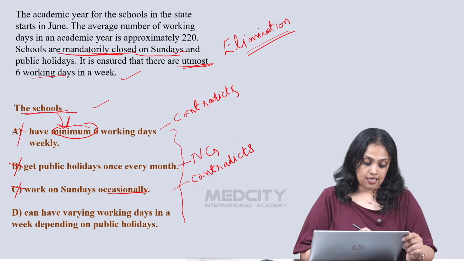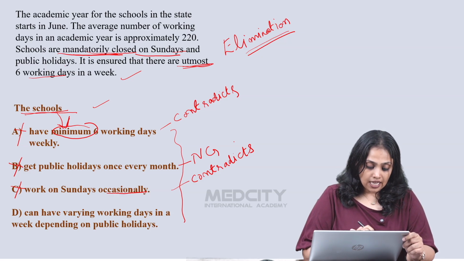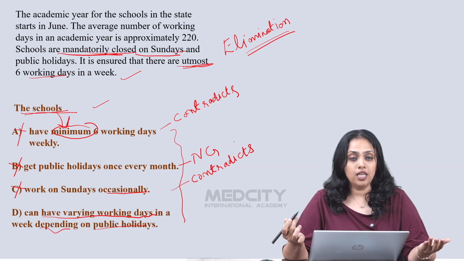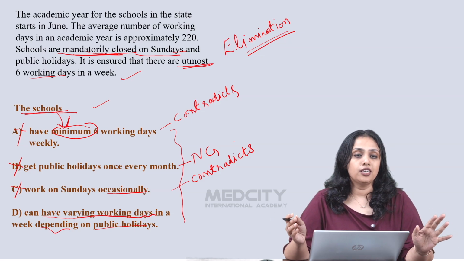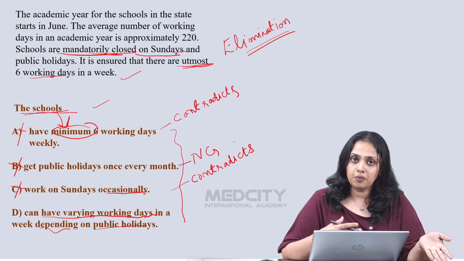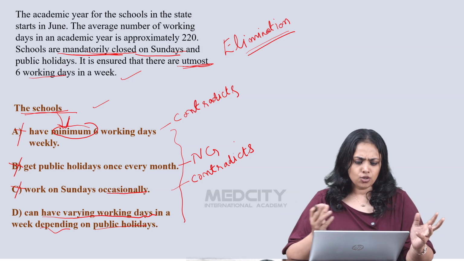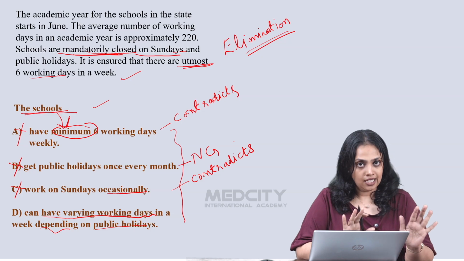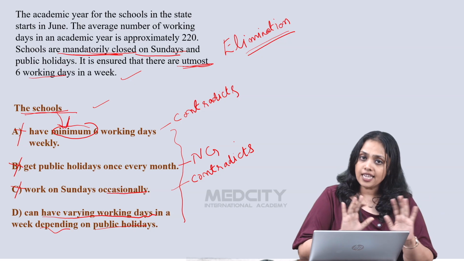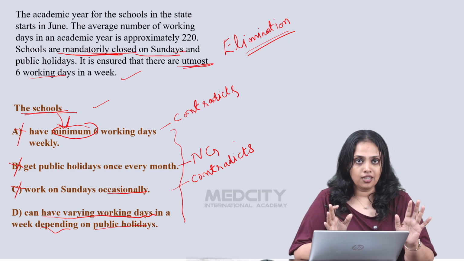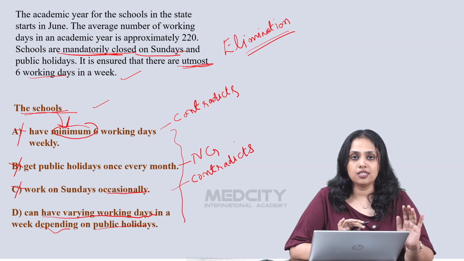What does option D say? The schools can have varying working days in a week depending on public holidays. That is, the number of working days in a week can vary depending on public holidays. That is, if a public holiday comes in between, then the number of working days might not be 6. So that information is not directly given in the text. But the idea is fine. It is logical, but it's not directly given in the text.